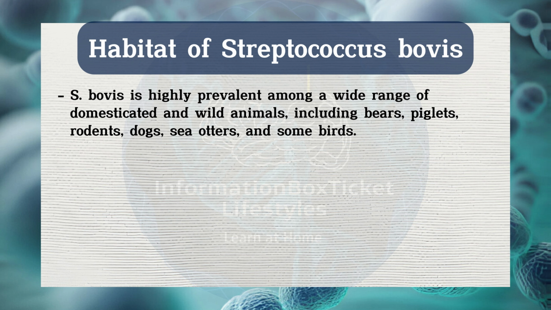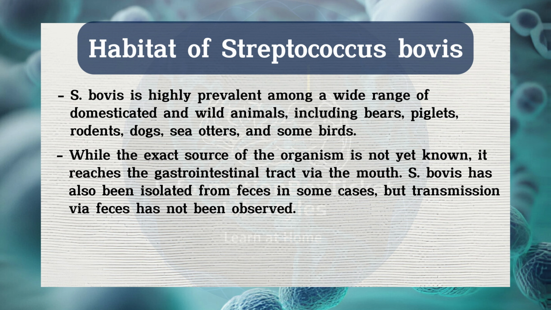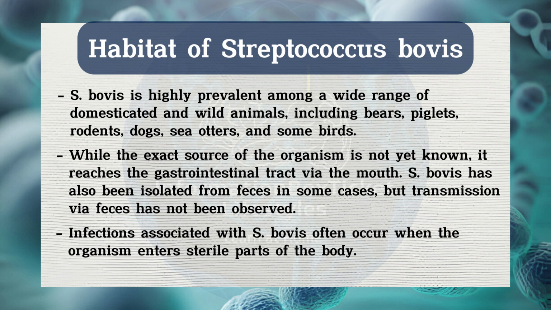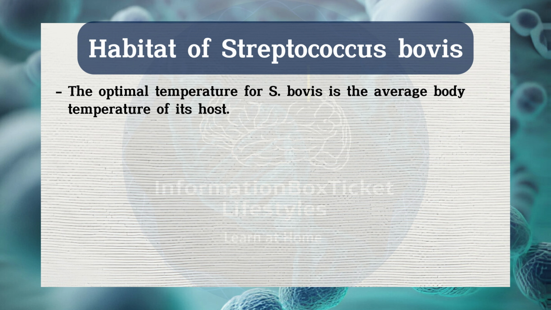S. bovis is highly prevalent among a wide range of domesticated and wild animals, including bears, piglets, rodents, dogs, sea otters, and some birds. While the exact source of the organism is not yet known, it reaches the gastrointestinal tract via the mouth. S. bovis has also been isolated from feces in some cases, but transmission via feces has not been observed. Infections associated with S. bovis often occur when the organism enters sterile parts of the body. The optimal temperature for S. bovis is the average body temperature of its host.